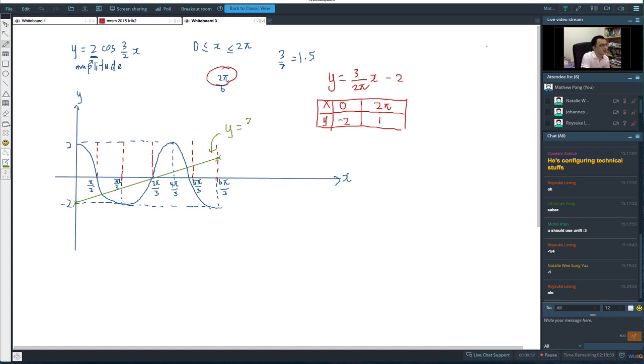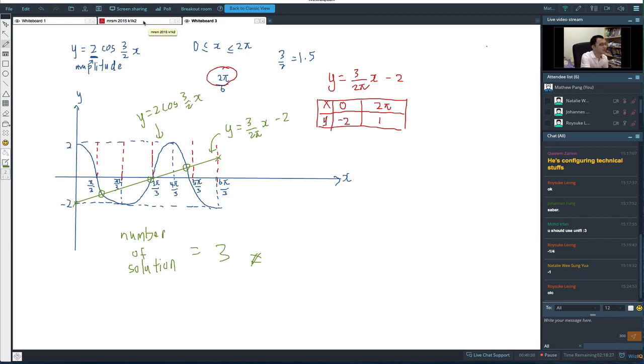The curve is just y equals 2 cos 3 over 2 x. Then the question asks about the number of solutions. I say the number of solutions basically means the intersection points. So the number of solutions I have is 1, 2, 3. So the number of solutions is 3. Okay, normally a graph question is quite easy, but you just need to understand what the question is trying to ask and what you want. Alright, I'm going to move on to the next one. If you have a problem, please stop me.